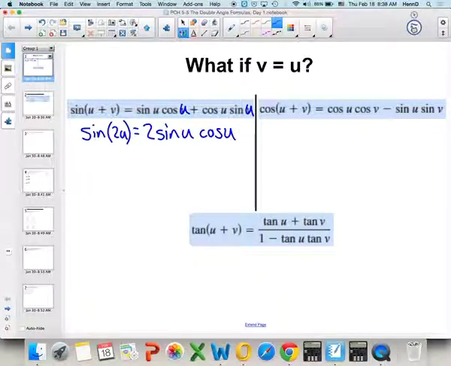Is there anything more? Can we do anything more? No. That's it. So sine of 2u would equal 2 times the sine of u times the cosine of u. Let's think about tangent next.